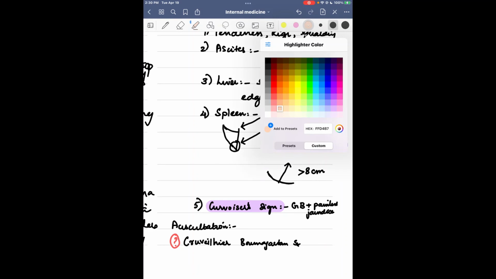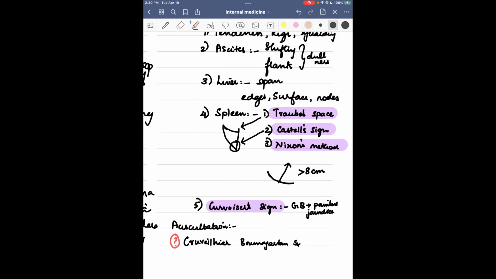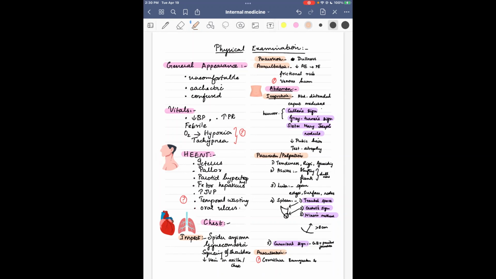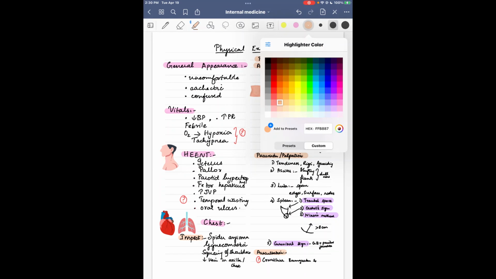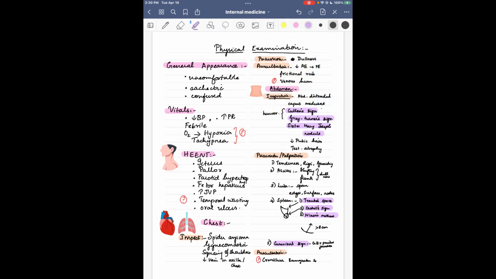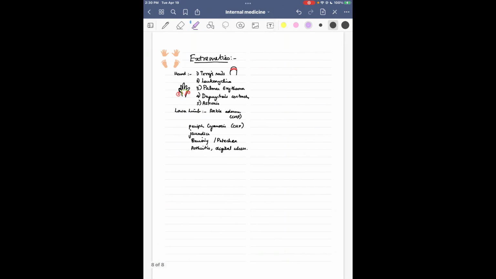And then on auscultation, which we discussed again, Cruveilhier-Baumgarten syndrome, which is because of a patent umbilical vein, and it can result in a loud venous hum seen in the upper abdomen. And then we look at the extremities.